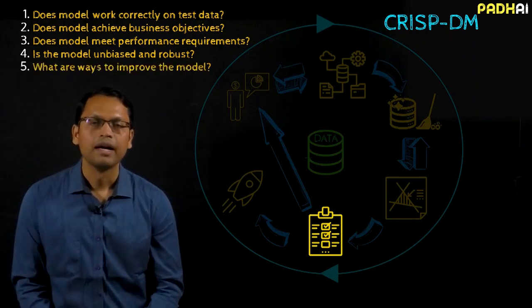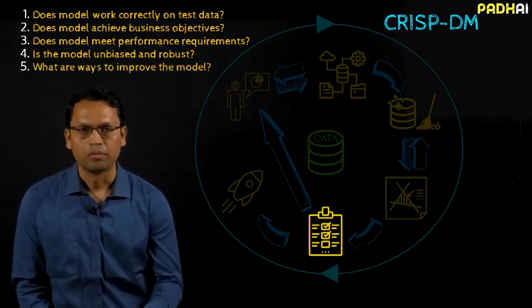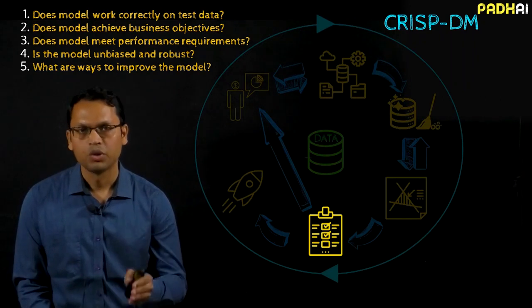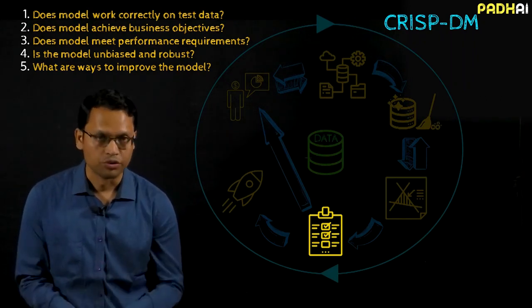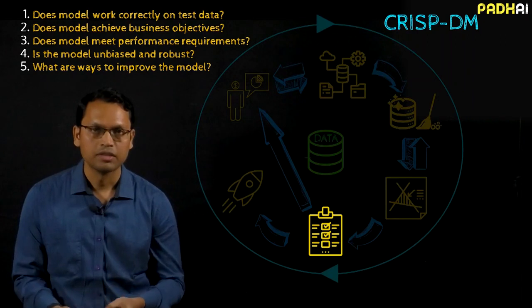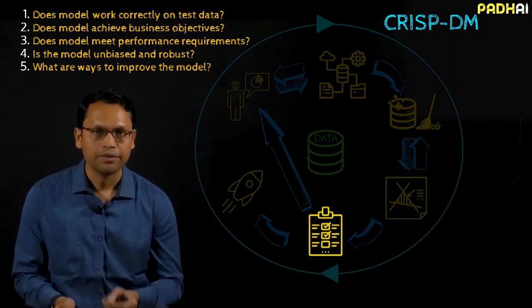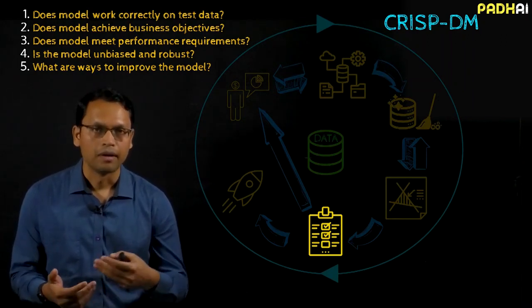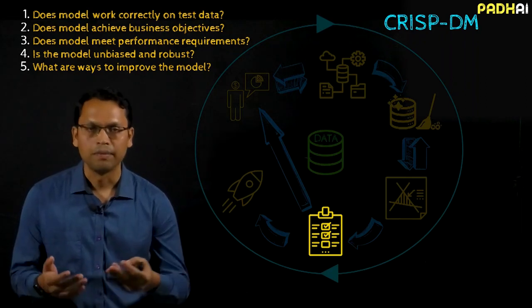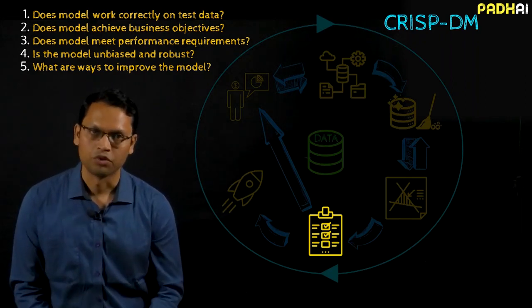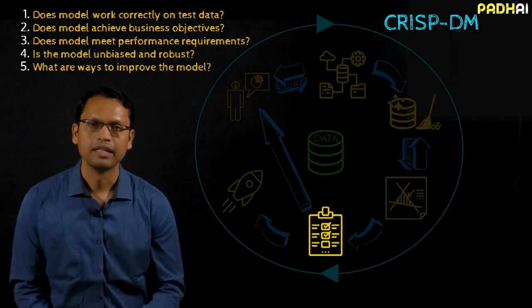The final step is to identify ways to improve the model. At the evaluation stage, you are taking stock of what you have done so far. And it is important to ask the question, can I do things slightly differently to get better accuracy, meet the objectives better, and so on and so forth. That is the evaluation step.